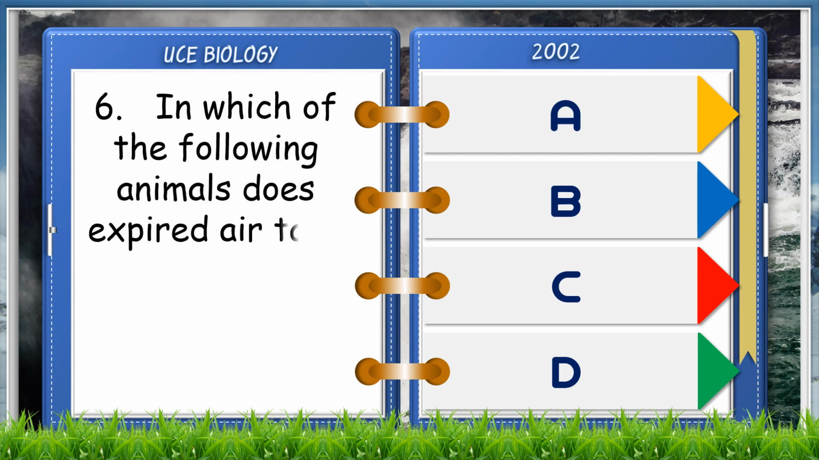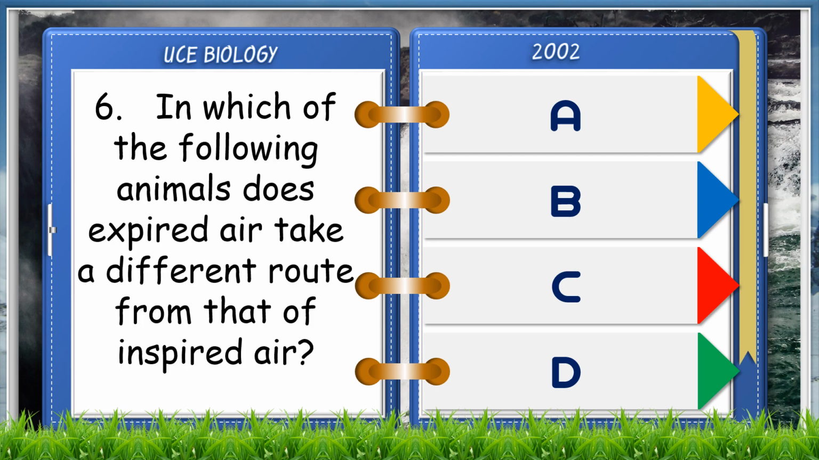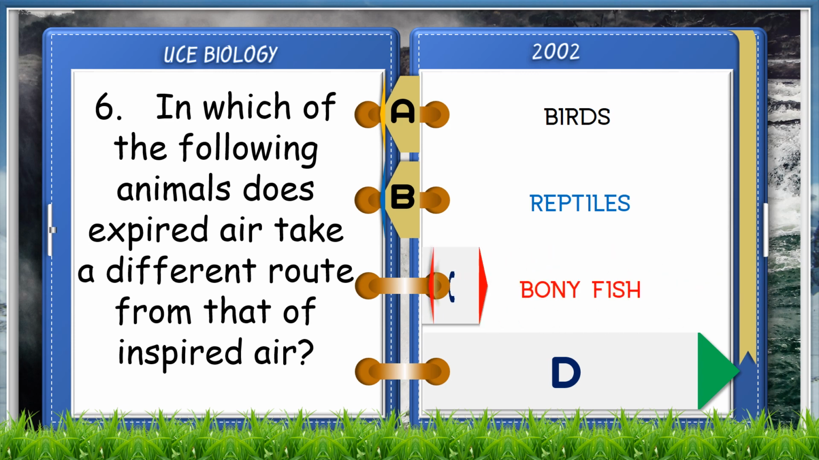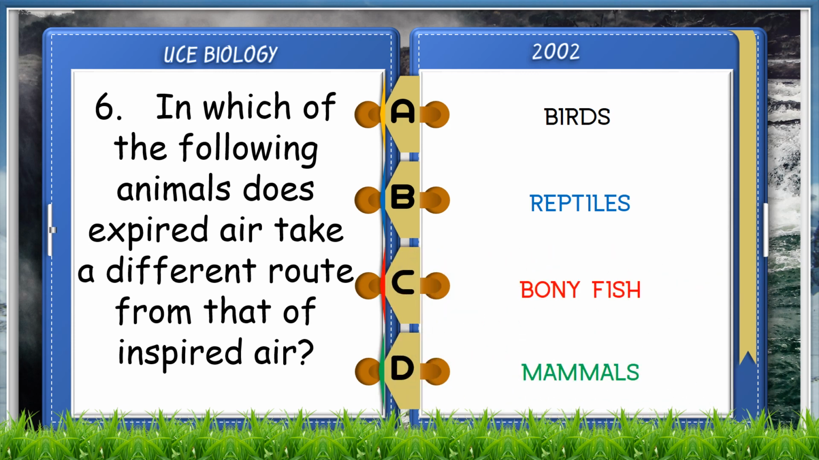In which of the following animals does expired air take a different route from that of inspired air? A. Birds. B. Reptiles. C. Bony fish. D. Mammals. The answer is A. Birds.